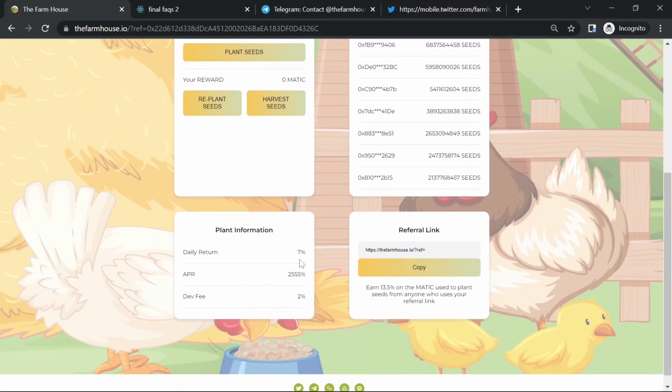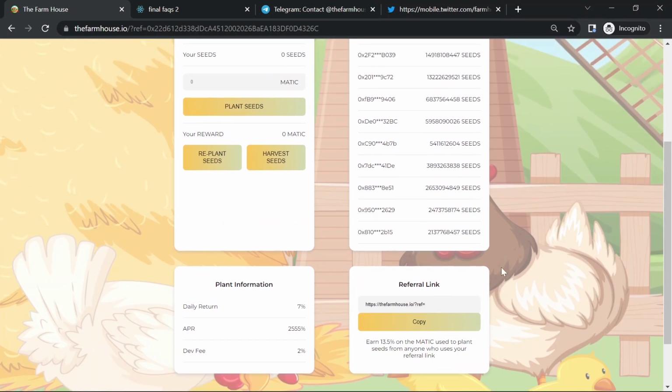Down here, you can see the plant information. You can earn up to 7% daily on your return with a dev fee of only 2%, and also the withdrawal fee is only 2%. They also have a referral program that pays more than the other ones. Why this is a good thing is because it's going to encourage people to go out there and share their link with others on their socials to get them into this project. And obviously, the more investors you have in a project, the more sustainable and long-term it can be.